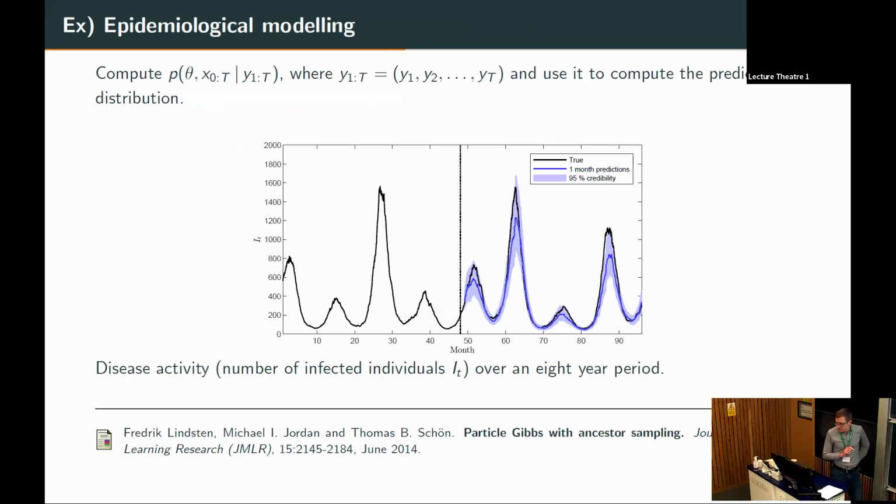Before going into the details, here is just an example, again, 10 years old now, but this is one example of a problem where we use this particle Gibbs algorithm to do joint state and parameter inference in a neurological model.